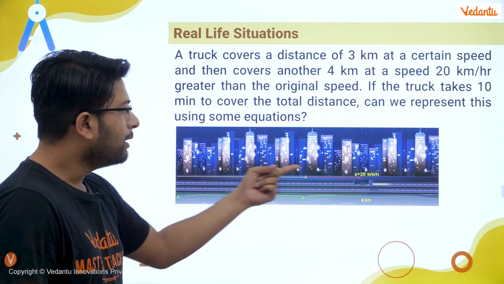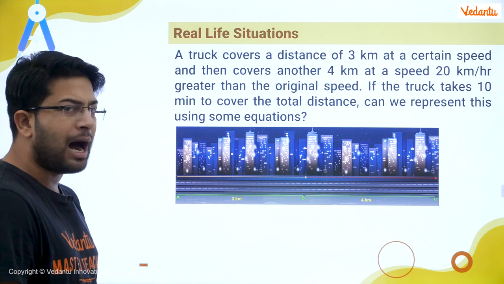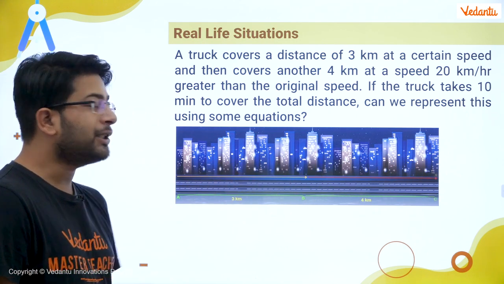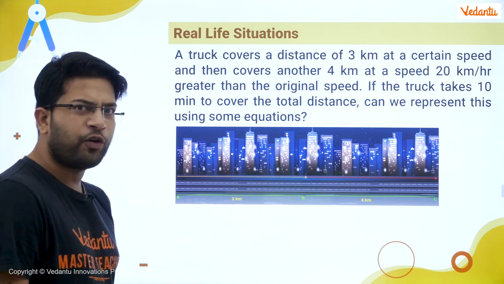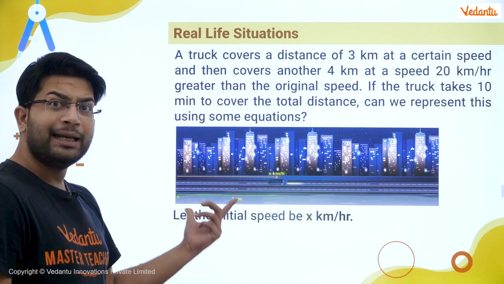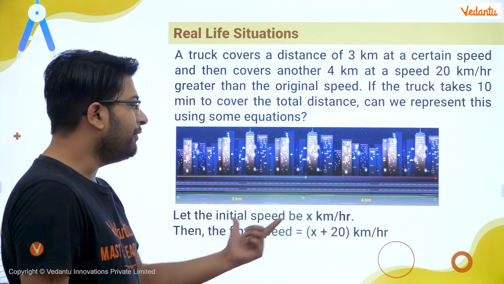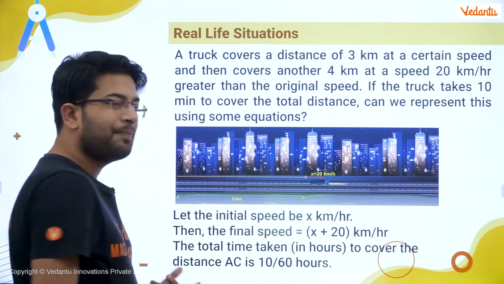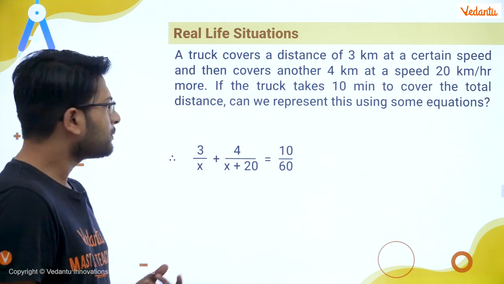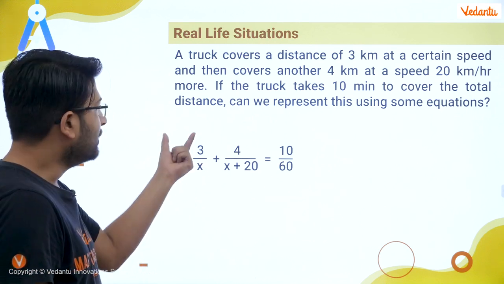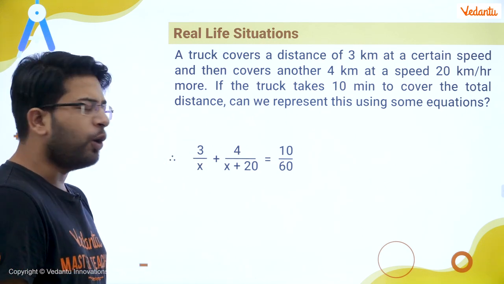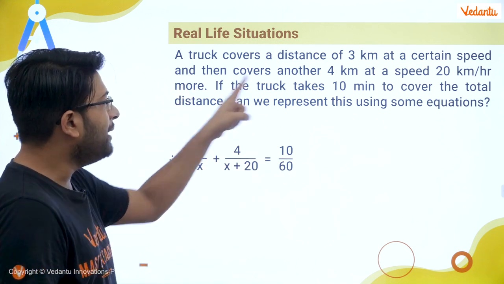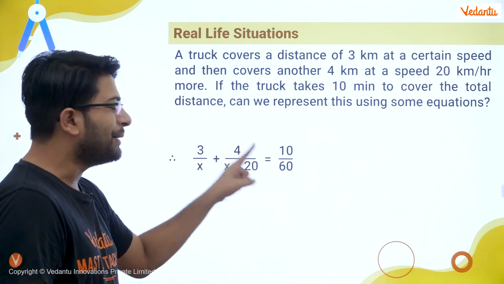A truck is going with the speed of x km per hour in the initial phase. Then after 3 km, the speed is x plus 20 for the next 4 km. So the initial speed is x, and the final speed will be x plus 20. We know the distance covered, so we can write the time. The time taken initially will be distance upon speed. For the next 4 km, the time taken will be distance upon speed, equal to the total time taken. It was 10 minutes, so I have converted 10 minutes into hours.